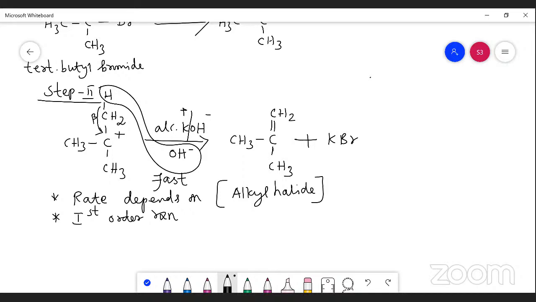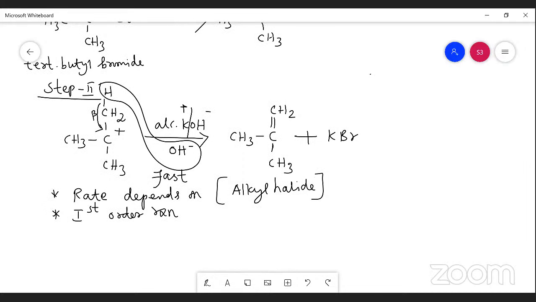So is it clear? E2 means a single step. It follows a bimolecular mechanism, and the order of the reaction will be second order. E1 occurs in two steps, but step 1 is a slow process and step 2 is a fast process. So the rate depends upon only step 1, upon the concentration of only the alkyl halide, and it follows a first order reaction. That is the difference between E1 and E2 reactions.